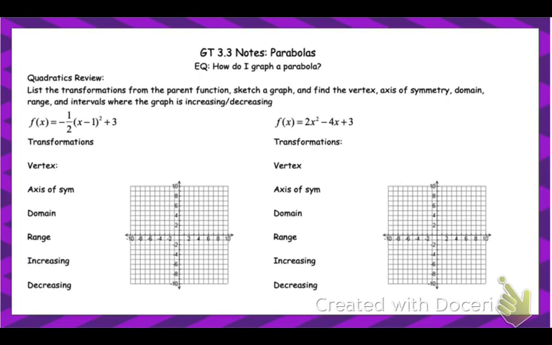From the beginning of the year, if you remember, if it was inside the parentheses, those were our horizontal changes. So this graph has gone right 1. Outside the parentheses is vertical, so this graph has gone up 3. Been reflected over the x-axis and also has a vertical compression. The vertex of this graph, since it's in vertex form, would be at 1, 3. Axis of symmetry would be at x equals 1.